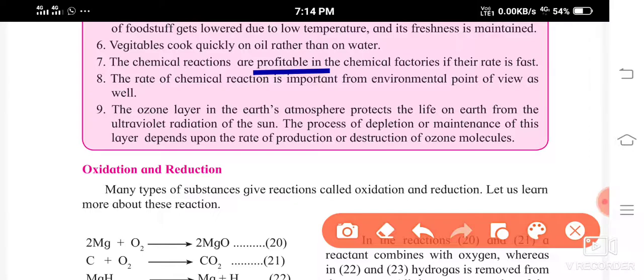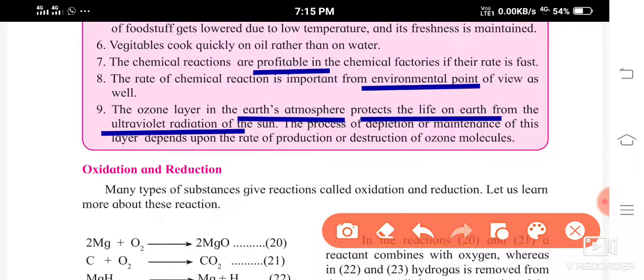The rate of chemical reaction is important from the environmental point of view as well. So the rate of reaction is very important from the point of view of the environment also. The ozone layer in the Earth's atmosphere protects life on Earth from the UV radiation of the sun. You have heard about the ozone layer, isn't it? That it is going to protect life on Earth from which one? From UV radiations. So this ozone layer filters the UV radiations.